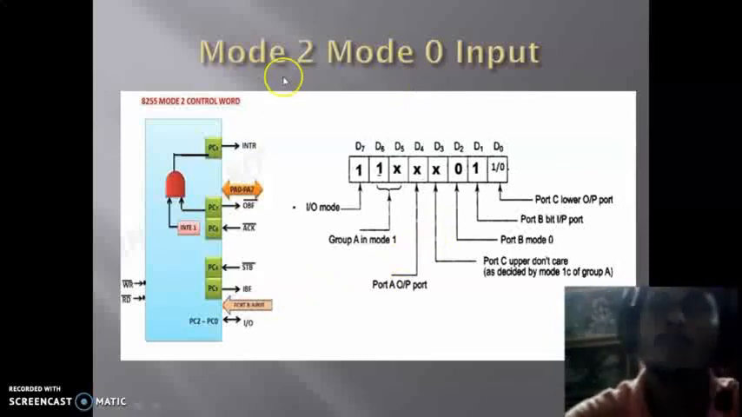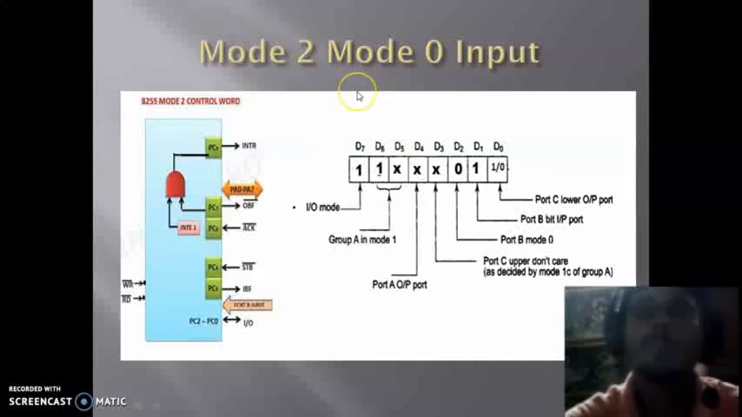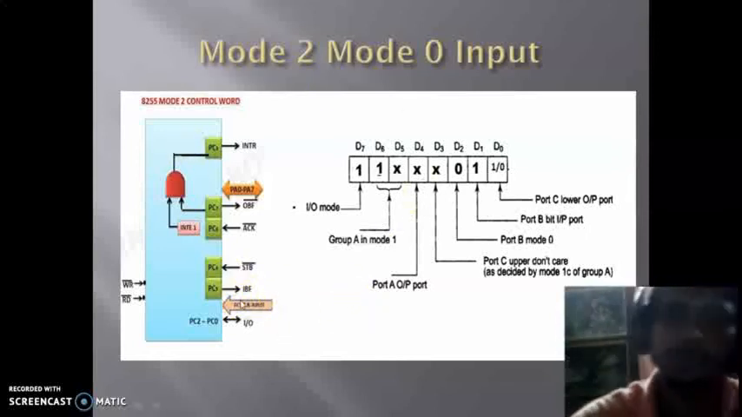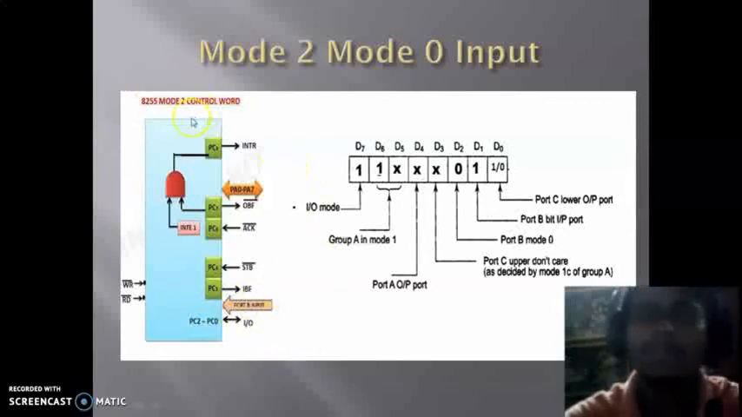So it may be mode 2 mode 0, it may be mode 2 mode 1. I'm just going to discuss the mode 2 mode 0 input. In this mode 2, port A can be used as a bidirectional port, and port B can be used as mode 0, as well as mode 1, which means it can be used in handshaking mode also. So here we are seeing the mode 2 mode 0 input signals.